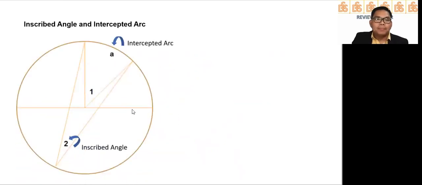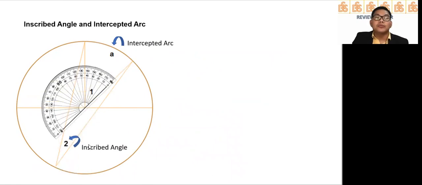So this is the intercepted arc and this is the inscribed angle. Let us measure angle 1, because once we know the measurement of angle 1, we can determine the measure of arc A. With the use of this protractor, you may see that the angle from here up to here is almost 45, so that is actually 44 degrees. Now that we know angle 1 is 44 degrees, we are sure that arc A is also 44 degrees.